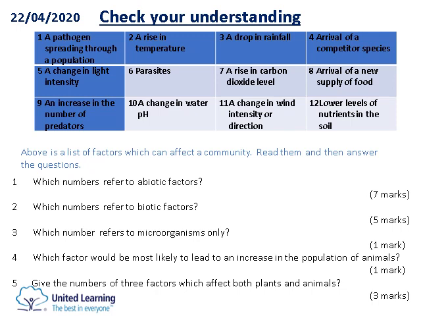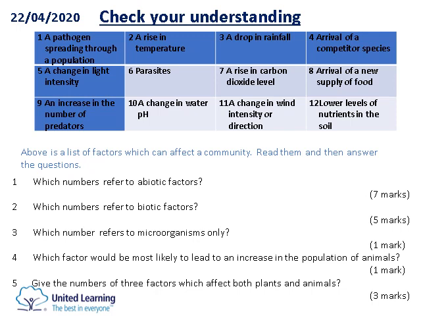So we're going to pause on the new knowledge and we're going to take a little check of your understanding. You've got 5 questions and all these are related to the table which is at the top. In the table, you've got 12 different factors, a mix of biotic and abiotic factors. Question 1 says, which numbers refer to abiotic factors?